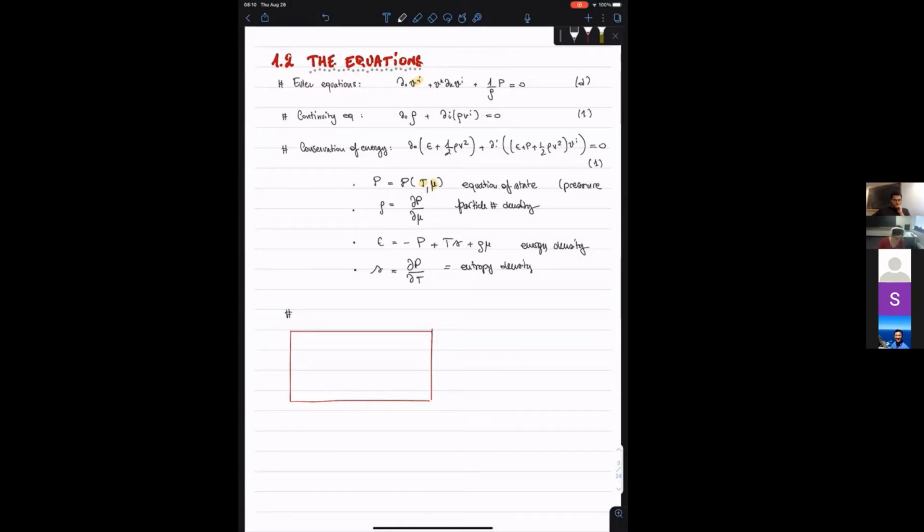So one way to think of these equations is that they can be recast as conservation equations. So we can write all three of these equations in a compact way.